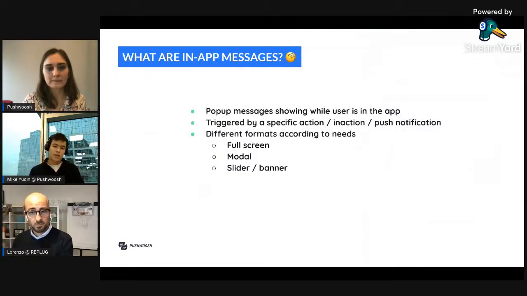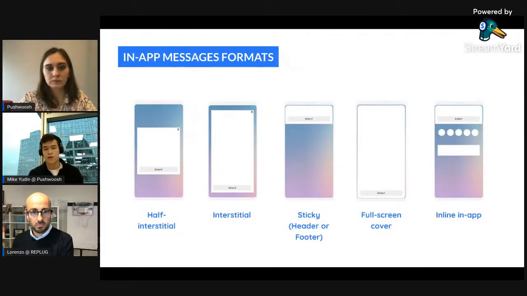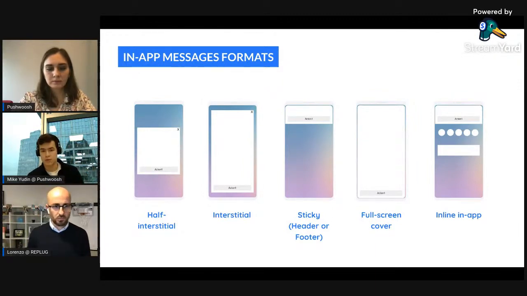There are several ways in which in-app messages can be shown in the app. For example, they can be triggered by a specific action or inaction, or even by push notifications. And there could be different screens and formats that you can use to reach your customer. They could be full screen cover, stories format, sticky, header or footer, something like that. So there are different ways to show content to a user with the right CTA, with the right wording and the right image.